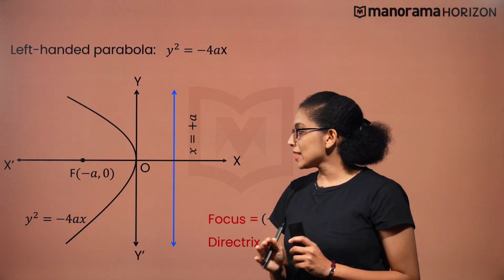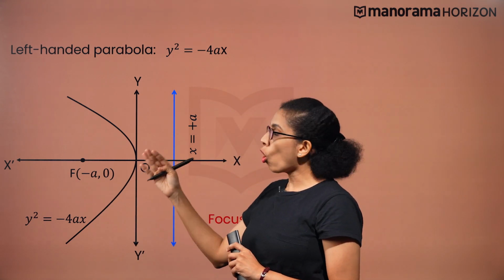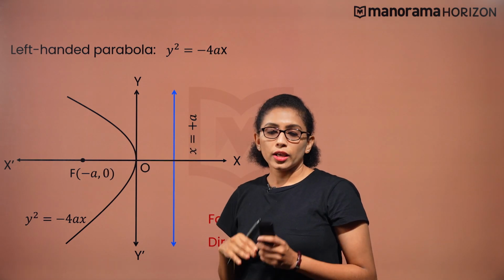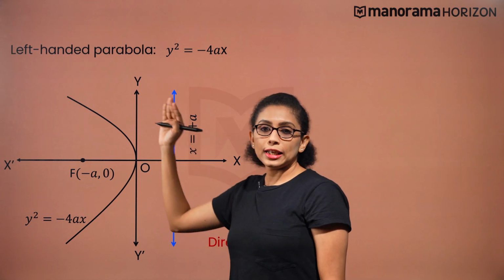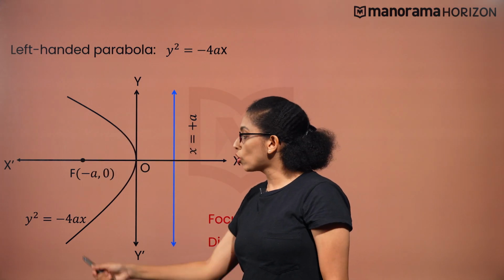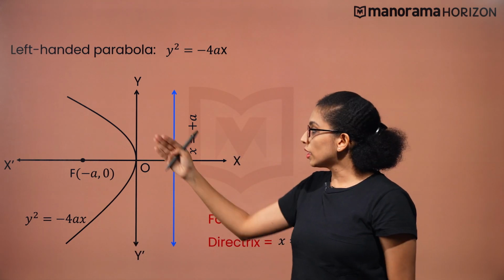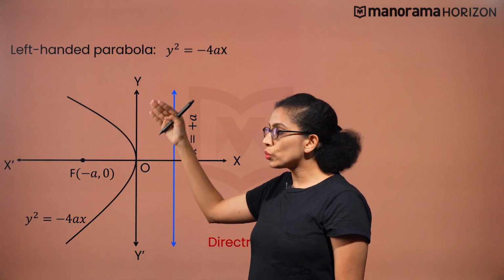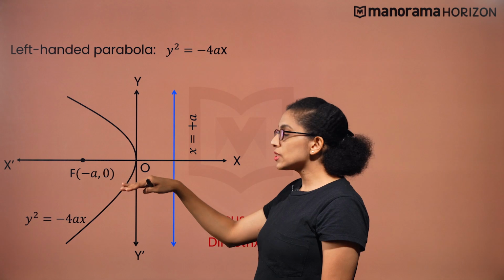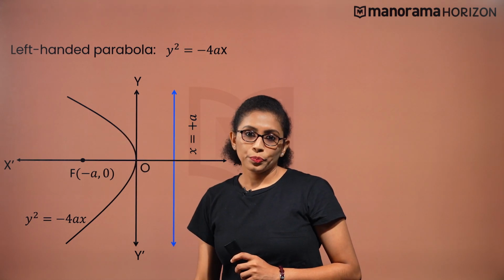Here the equation has a y² term. So the axis of symmetry will be along the x-axis. Here the parabola opens to the left. Hence it is called a left-hand parabola. Also, the coefficient of x is negative. In this case, the curve, as you can see, extends to the second and the third quadrant. And the axis of the parabola is the negative x-axis.